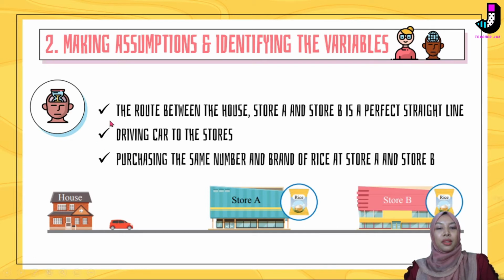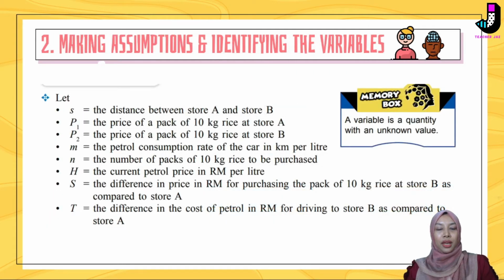And then actually there's one group of my students, they didn't use the car to the store. They didn't assume driving a car, but they assumed riding a motorcycle. It's up to you actually. This is just an example of it. And these are the variables.